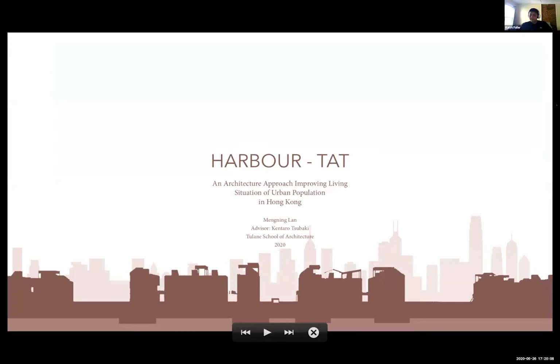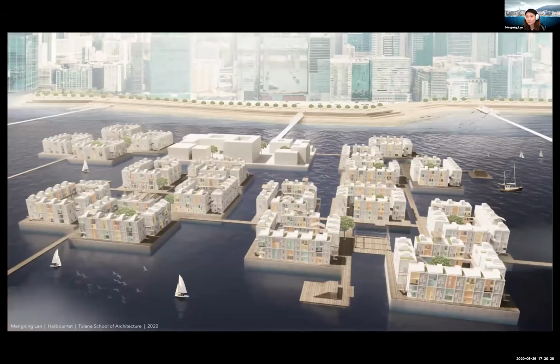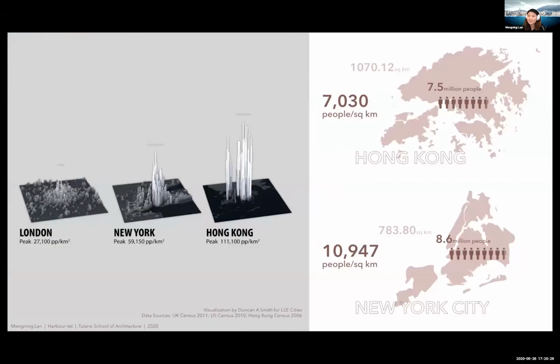Hi, I'm Shalan. I've worked on my thesis habitat with Professor Kentaro Tsubaki on this topic of improving the living situation of the urban population in Hong Kong. I'm proposing residential solutions to the housing crisis and living problems in Hong Kong by building floating communities in Victoria Harbour. Hong Kong, a city of 7.5 million people, is one of the world's densest and most unequal places to live.